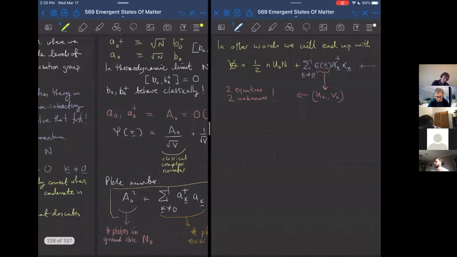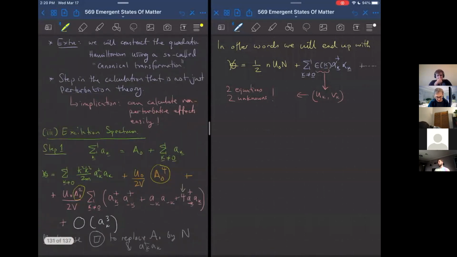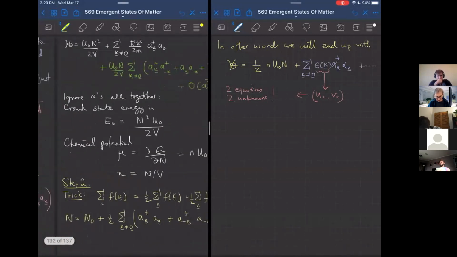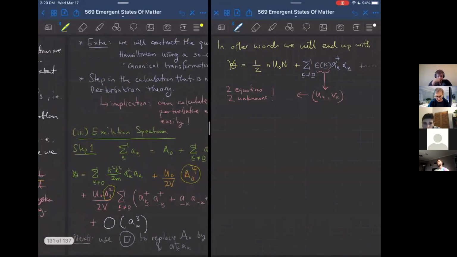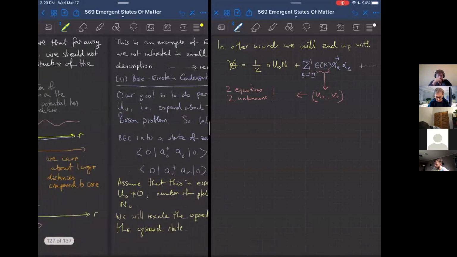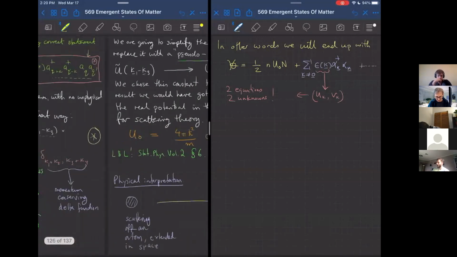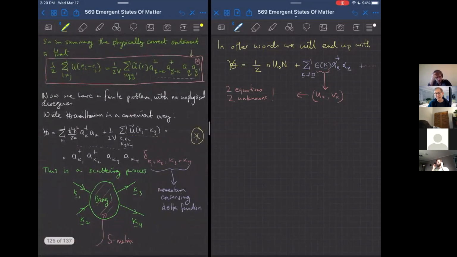What we were trying to do was calculate what happens in a weakly interacting Bose gas. The way we started to do that was with the Hamiltonian, which is somewhere back there. Okay, here's the Hamiltonian in the pseudopotential representation.